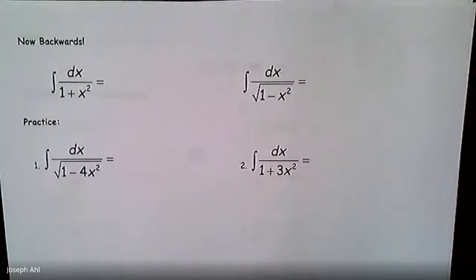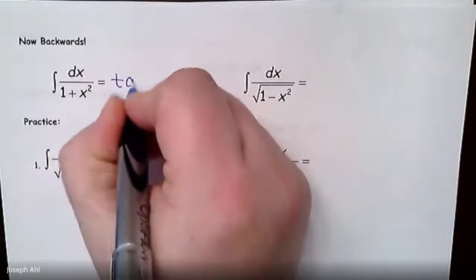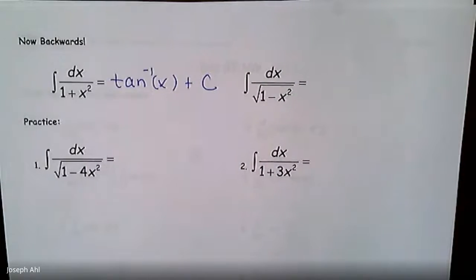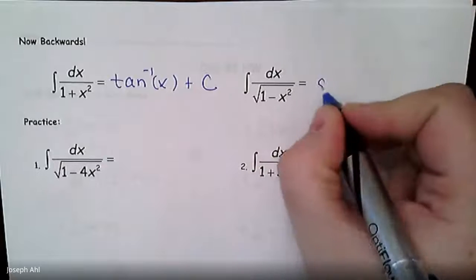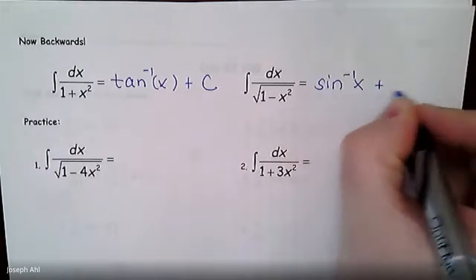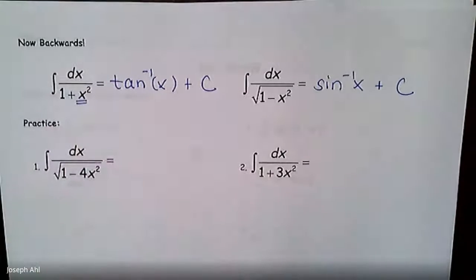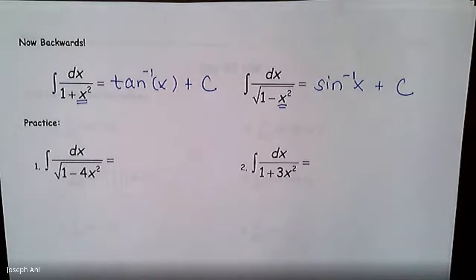And if we have dx over 1 plus x squared, hopefully we're jumping back to thinking that this is tan inverse of x plus c. And then similarly, dx over radical 1 minus x squared, that's the pattern for sine inverse of x plus c. Now, it's really important when you're doing this process that this is some quantity squared, and the same thing here, that this is some quantity squared.